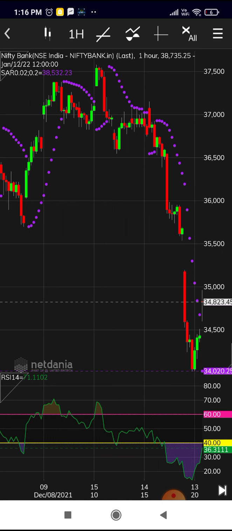You can also use this method for other scripts and other indices also, and for longer term trades you can use this on the daily chart also.